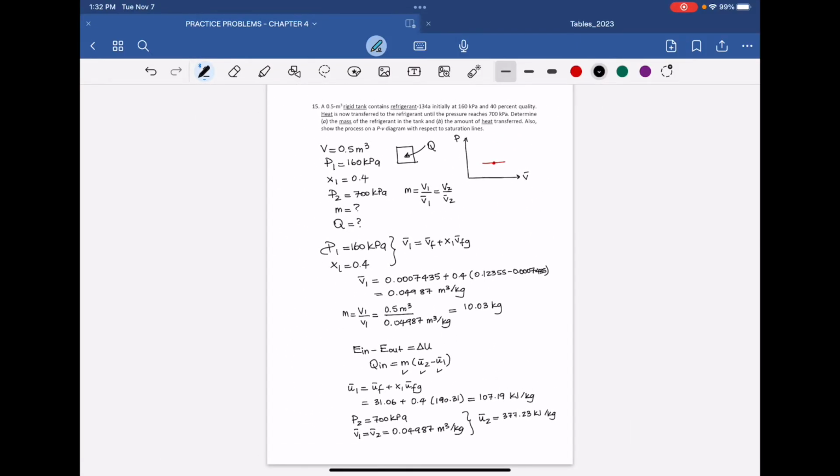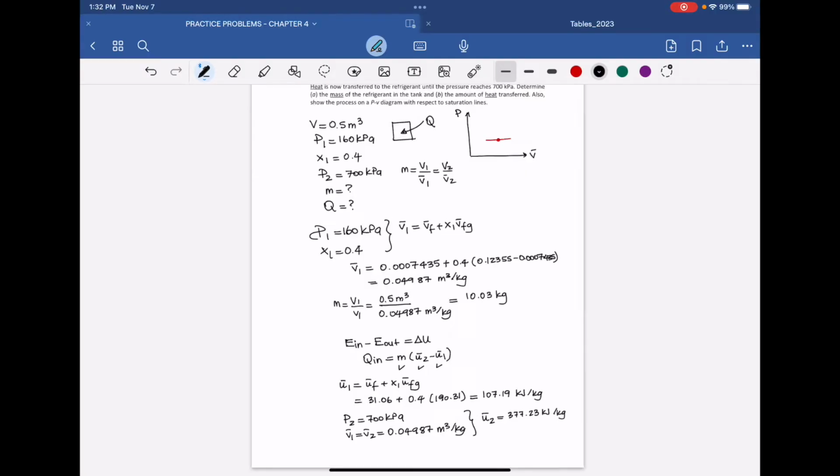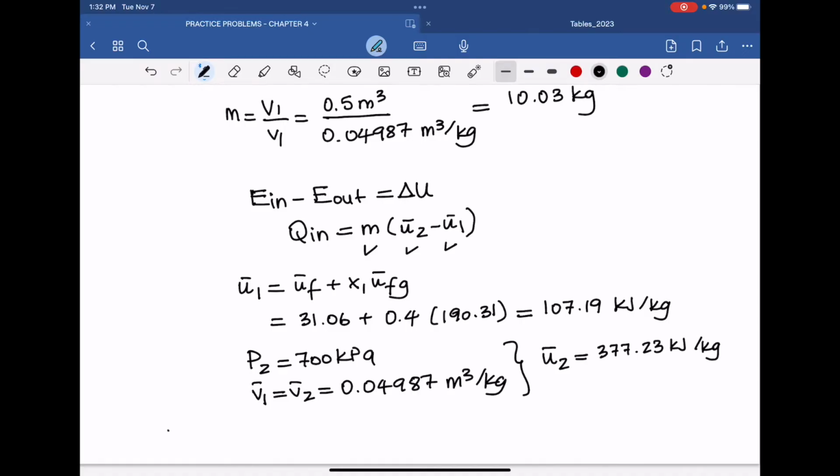All right. And with that being said, if we look at the heat equation, heat is getting in and changing the internal energy, right? We need to write down the mass and U2 minus U1, which should give you 2708 kilojoule. That's the answer.